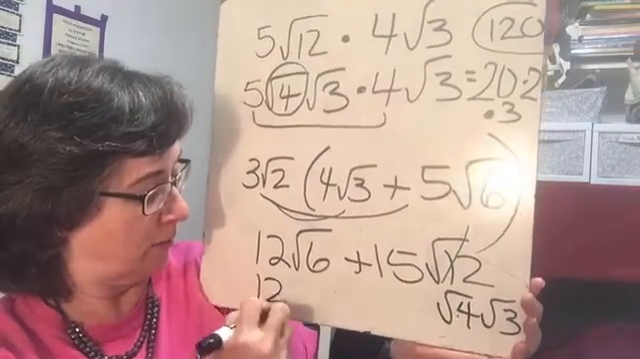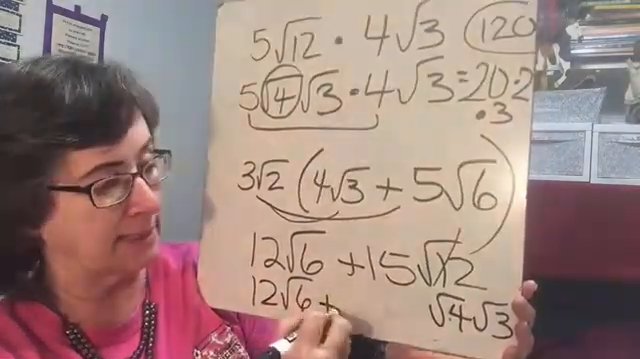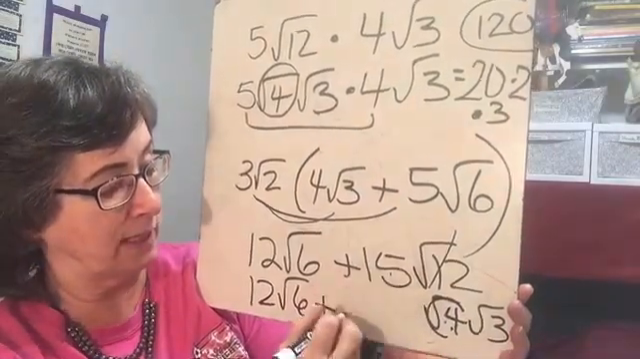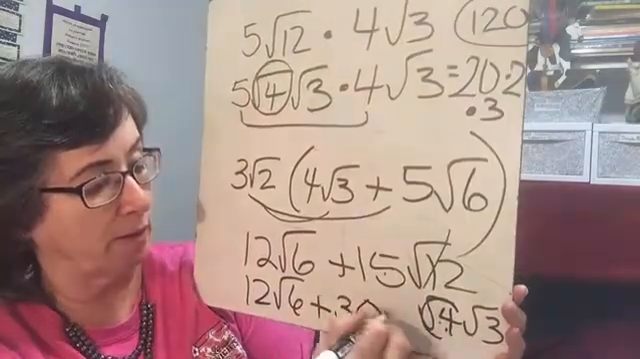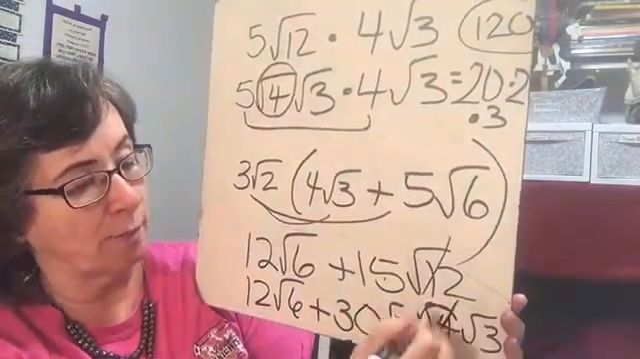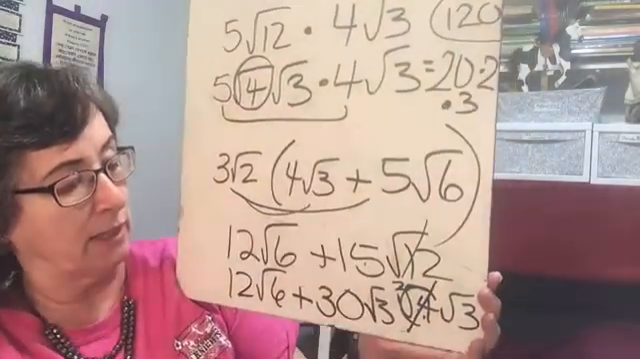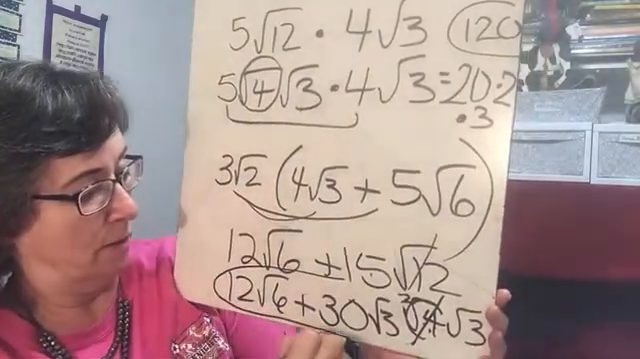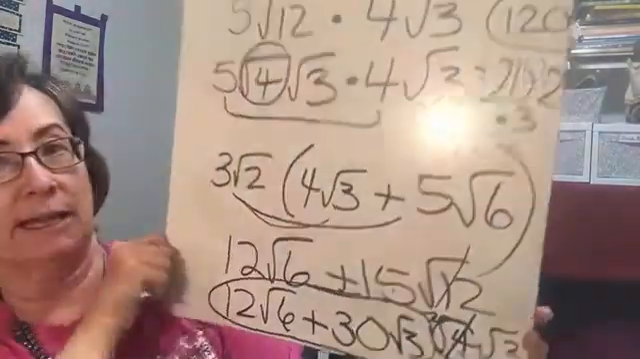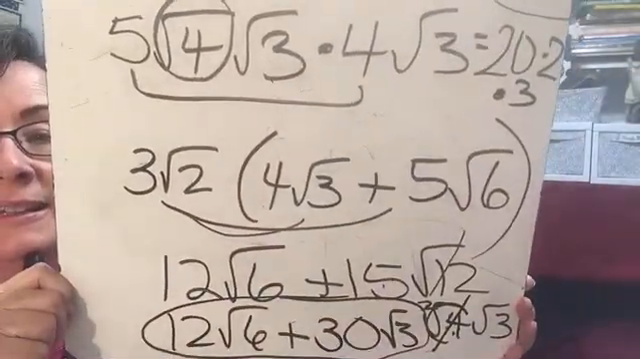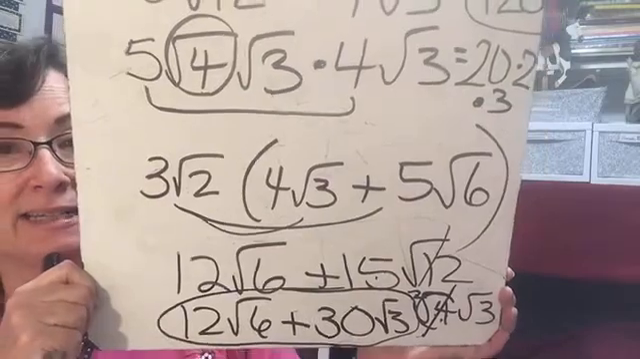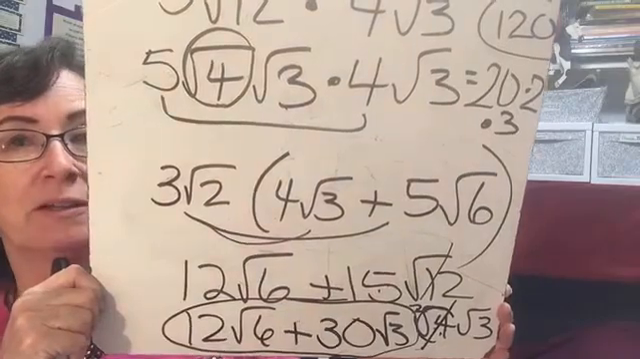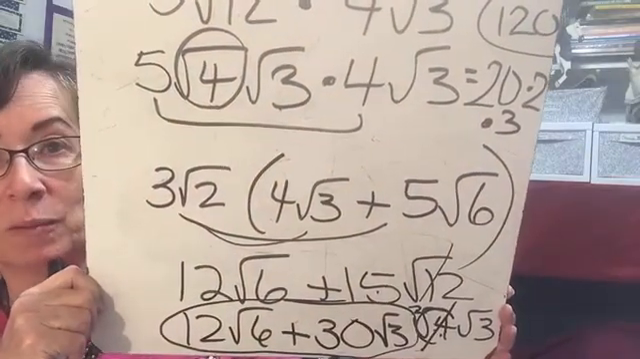So our final answer will be 12 square root of 6 plus 30 square root of 3. The square root of 4 becomes a 2, 2 times 15 is 30, and we're left with 30 square root of 3 added to the 12 square root of 6. If you didn't get them right, write down what I did so that you can use them as an example for your homework problems.